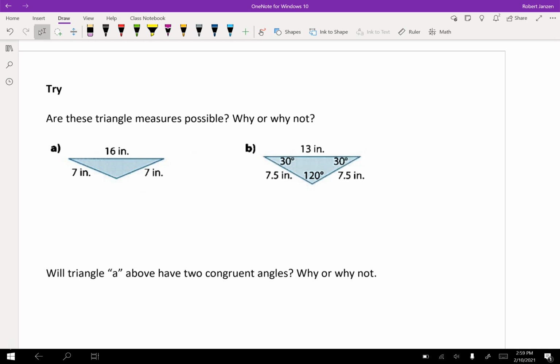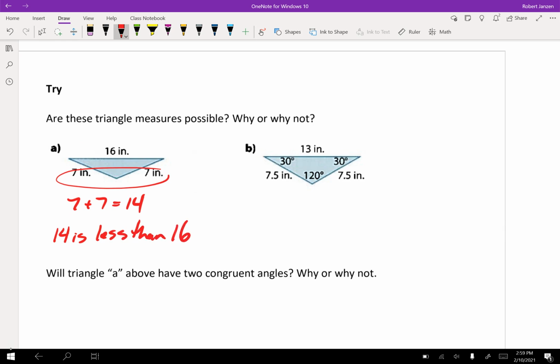Okay, so hopefully you've got an answer here. In the first one, if you take the two small sides, 7 plus 7, this is 14. Okay, that's too small. It's supposed to be bigger than the third side. So 14 is less than 16. So this triangle is not possible.